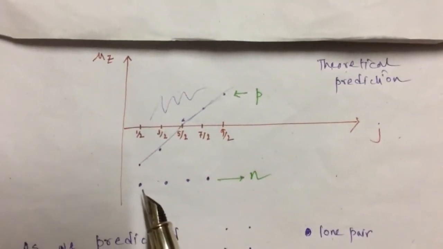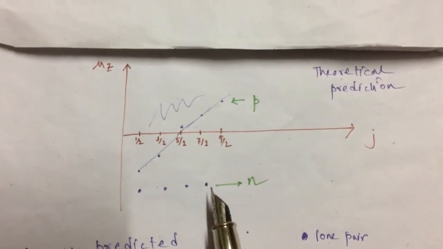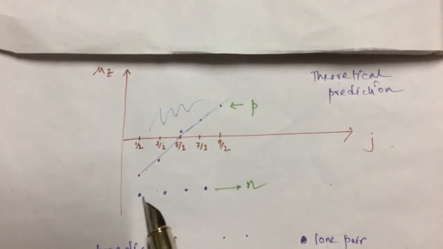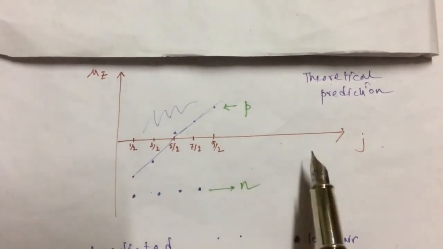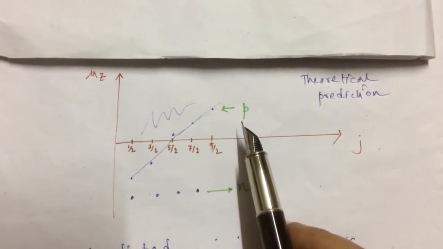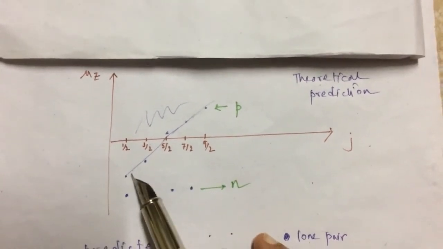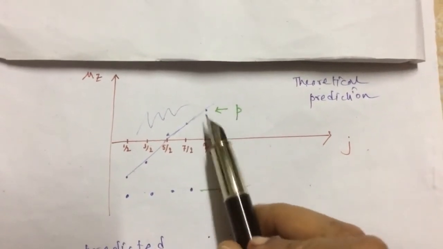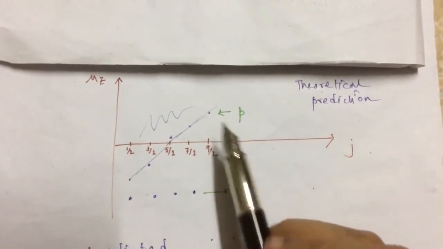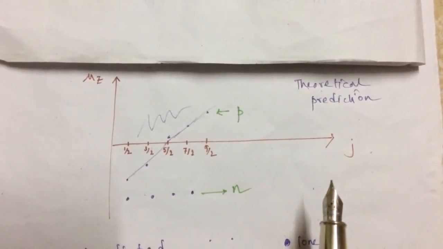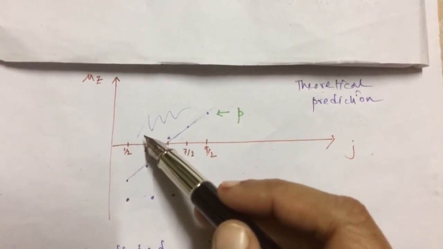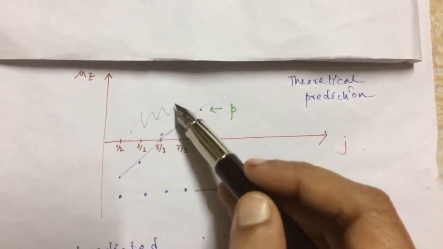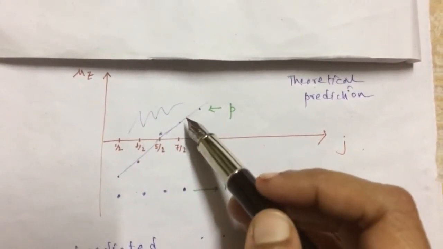So, for neutron, these values should not depend on J. So, for J equal to half, 3 half, 5 half, 7 half, or whatever, mu Z is a constant. But if we put the value for proton, we'll get this type of points. And we can make roughly a straight line for protons. But these are actually the theoretical predictions. Experimentally, what we have seen is the value of the magnetic moment oscillating or fluctuating like this.